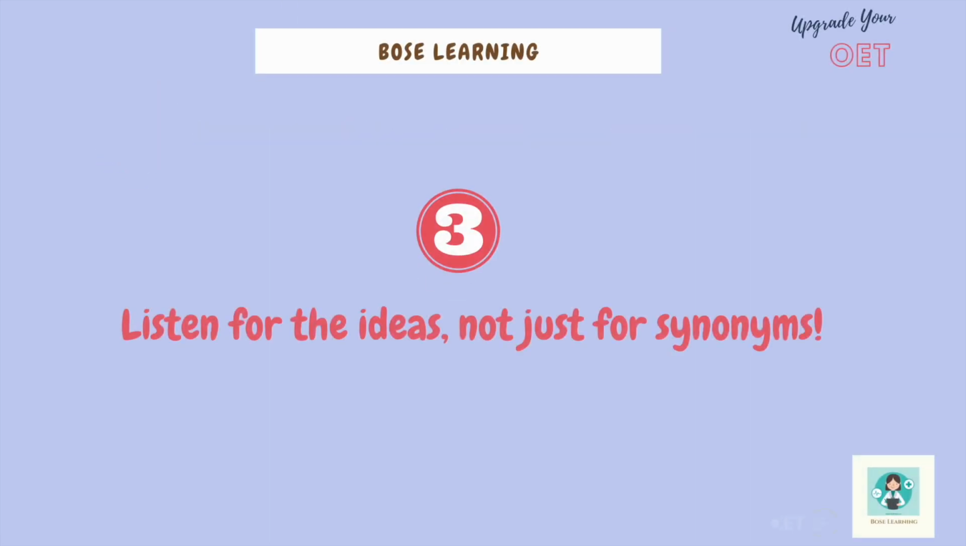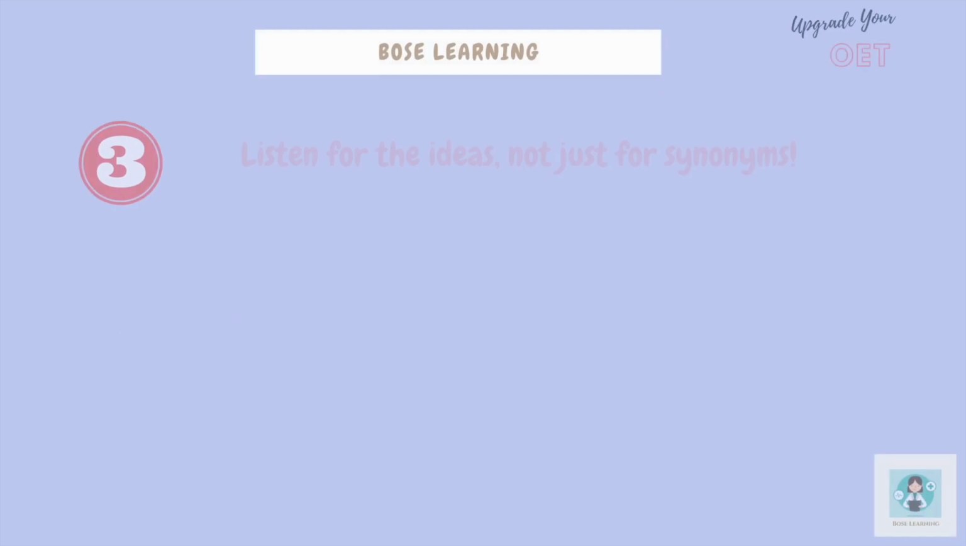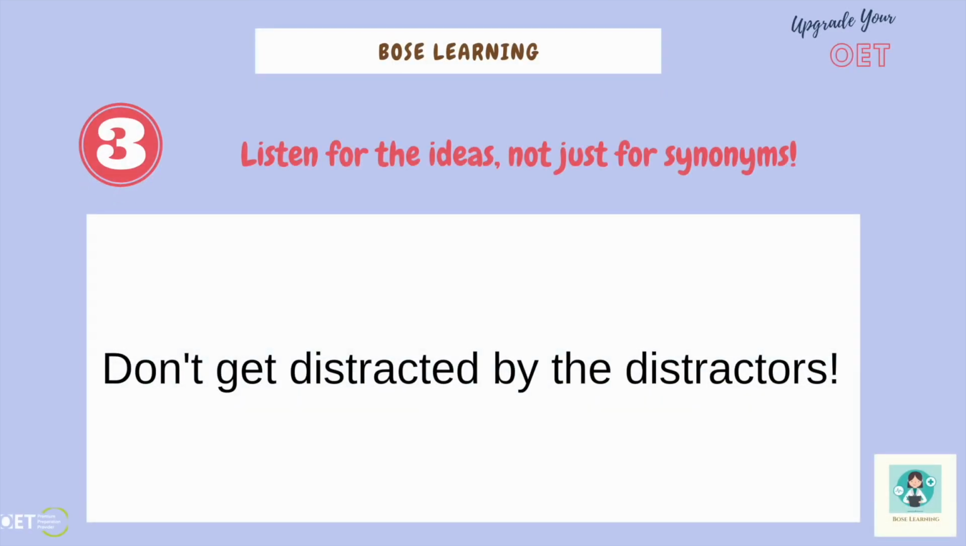The most important strategy is to listen for ideas, not just synonyms, because there are going to be distractors. They're going to be paraphrases, and you think, oh, this is an exact match of this word, so it must be this option. But no, try and justify why it is this. Listen for the idea, not just the synonyms, and don't get distracted by distractors. That's what they're there for. They're there to distract you. So think about what you're focusing on, think about what the question is asking you, and listen out for that, not just trying to match things.